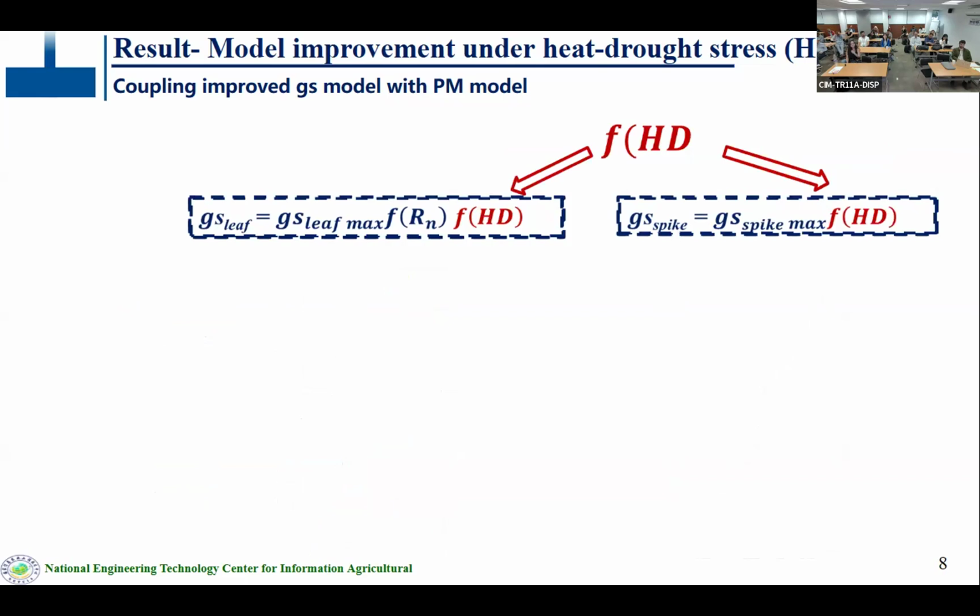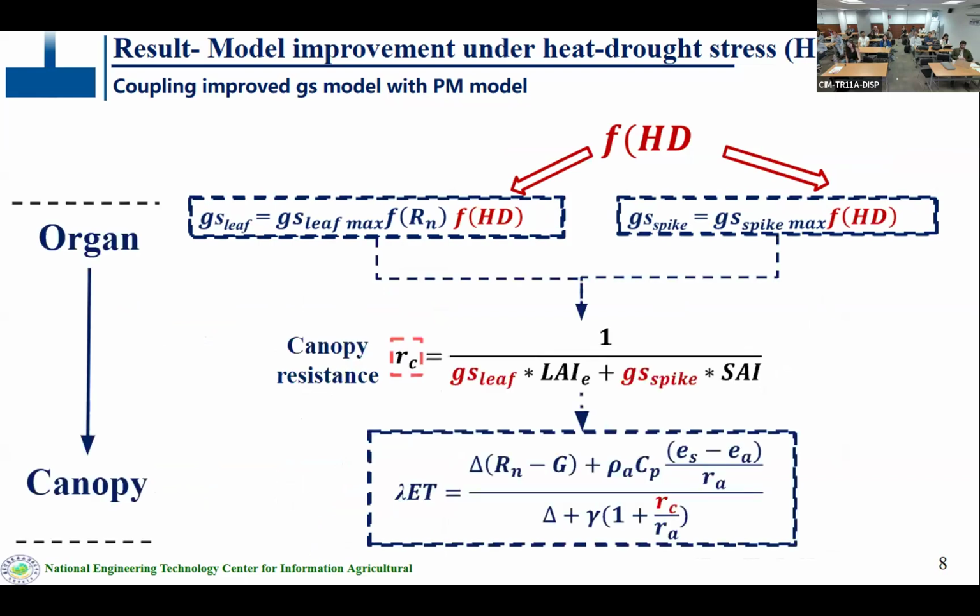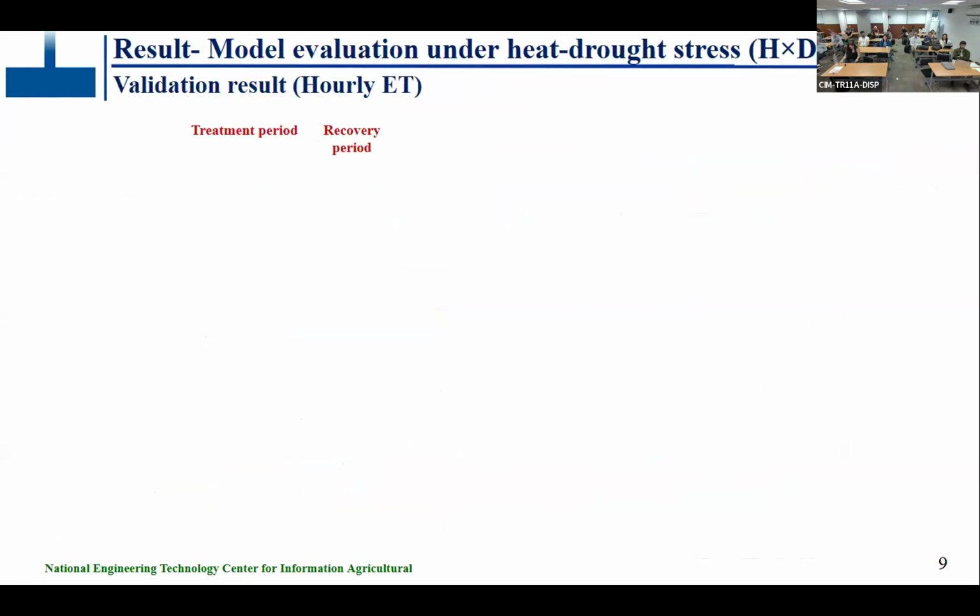Then we use the FHD to calculate it instead of the previous independent temperature and drought factor, and then we couple the improved GS model with the PM model to simulate ET. Here a crucial parameter is canopy resistance, so we calculate it using the JS leaf and the JS spike.